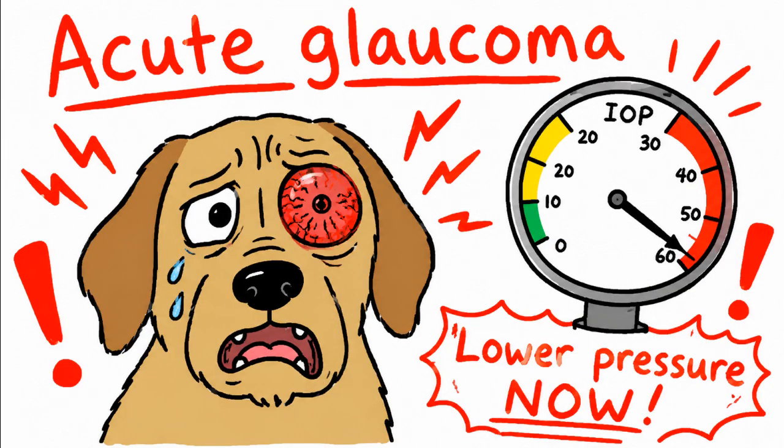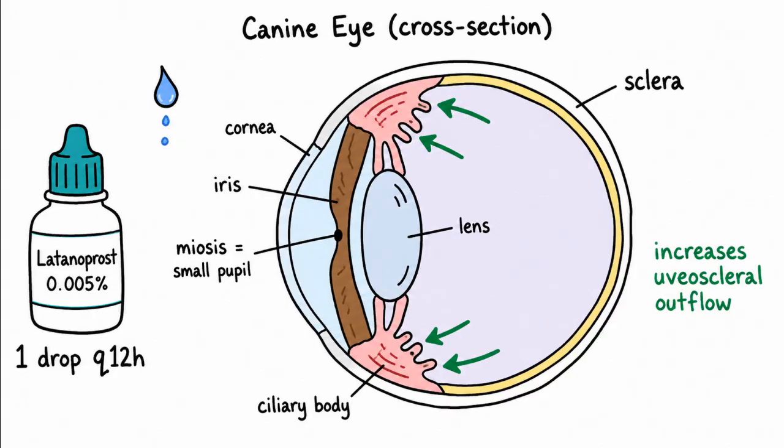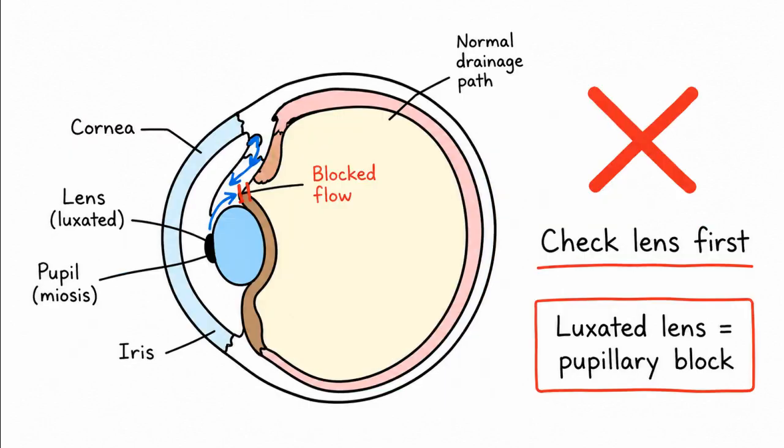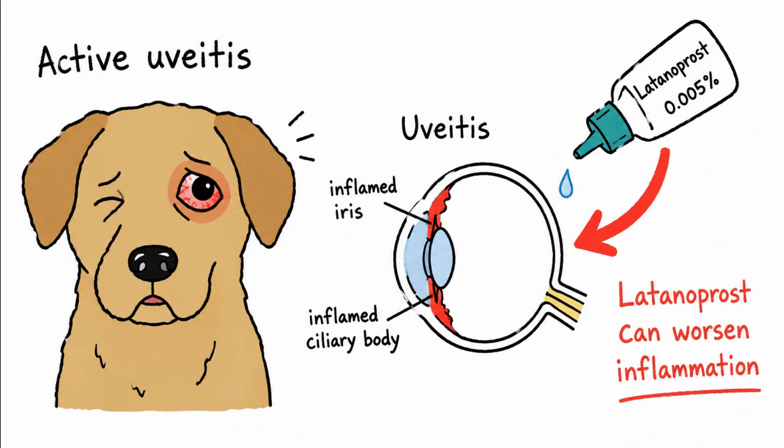Acute glaucoma treatment is intended to lower pressure immediately. Latanoprost 0.005%, commonly administered as one drop every 12 hours, increases uveoscleral aqueous outflow and produces intense miosis. Lens position must be evaluated first because miosis can trap a luxated lens and worsen pupillary block. Latanoprost may also aggravate active uveitis.